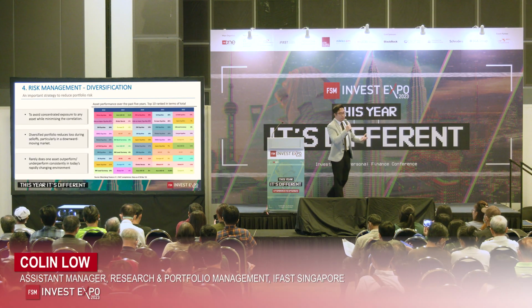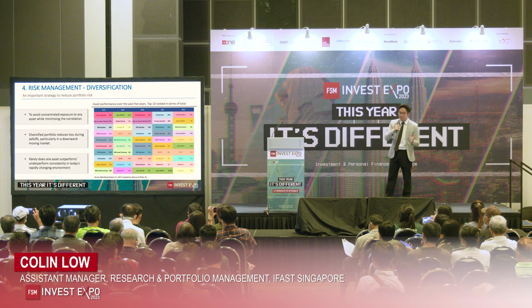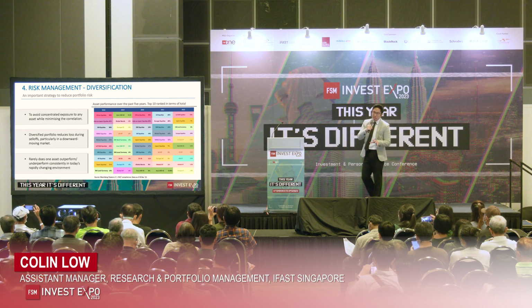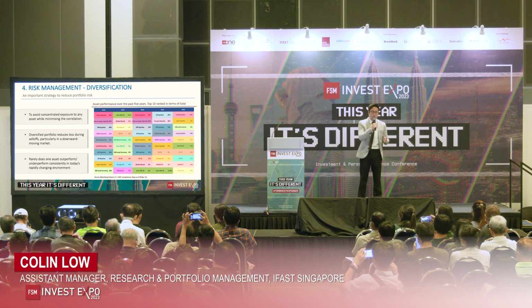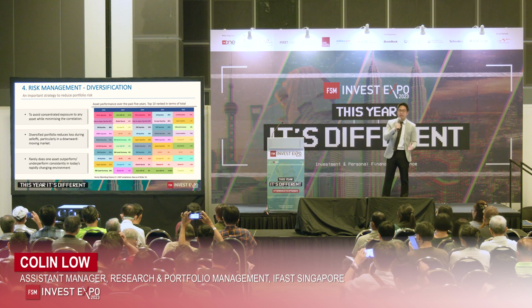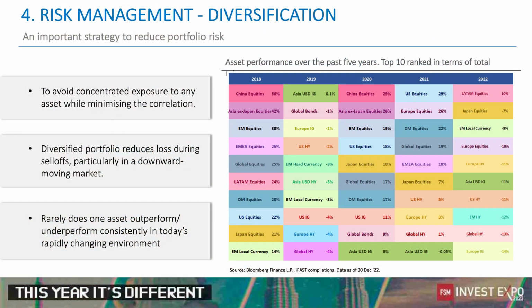And let me move on to the other important risk management tool which I highlighted earlier, which is portfolio diversification. In fact, the objective of diversification is to avoid concentrated exposure in any asset. This can be achieved by several methods. Firstly, invest across asset classes, like I have highlighted earlier. Secondly, invest within the different segments of the asset class. And lastly, invest in assets that have little or no correlation with each other. A diversified portfolio serves well to minimize losses, especially during sell-offs, and it is particularly effective in a downward moving market, such as the one that we are in right now.